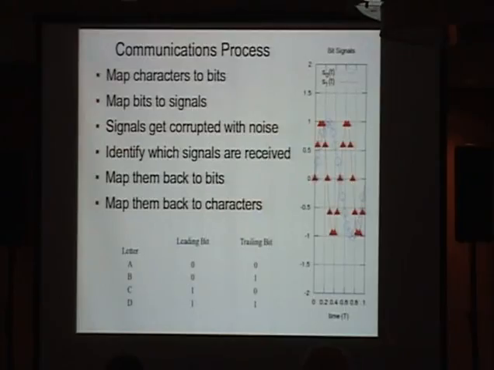Let's go on to the next slide, which basically elaborates the same thing again here. What we're doing is we're mapping the characters, which are the A's and the B's, the letters, into bits. And we're mapping the bits into signals, and the signals get sent and corrupted by noise, and then the receiver's task is to identify what signals were sent, map those signals back into the bits that they go to, and map those bits back into the characters.